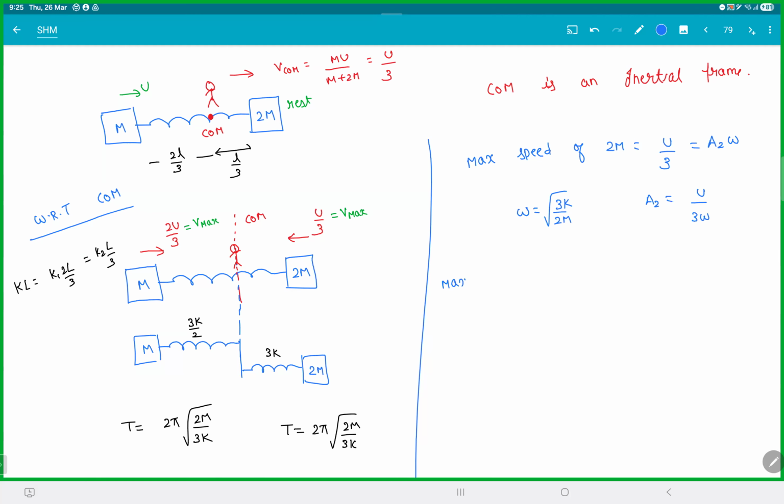Similarly, the maximum speed of m is 2u by 3, which is the amplitude of the block into omega. So both the blocks will have different amplitudes. There I got the amplitude also. This is the maximum speed with respect to COM. Any doubts on this page, please ask me. All clear with this?